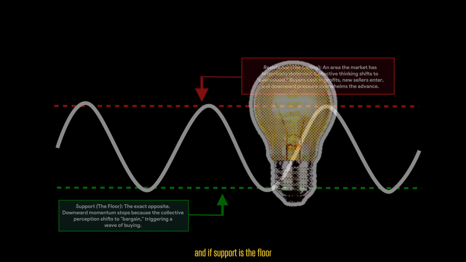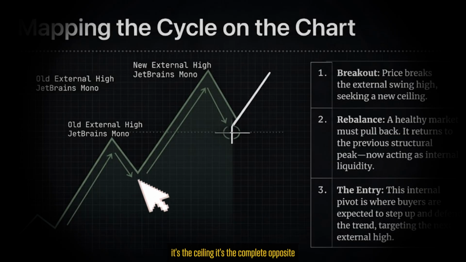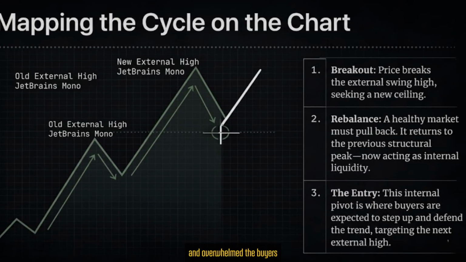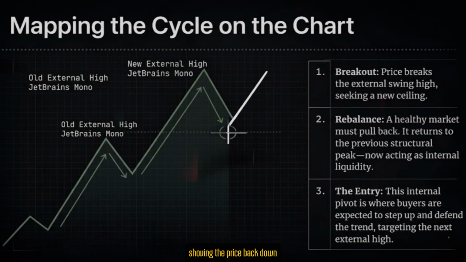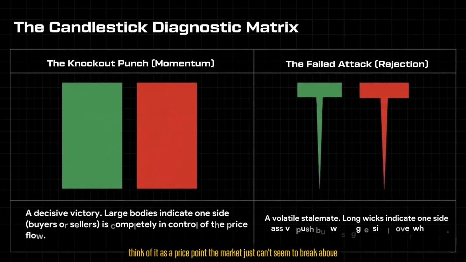And if support is the floor, you've probably already guessed what resistance is. It's the ceiling. It's the complete opposite. An area where sellers have historically jumped in and overwhelmed the buyers, shoving the price back down. Think of it as a price point the market just can't seem to break above.